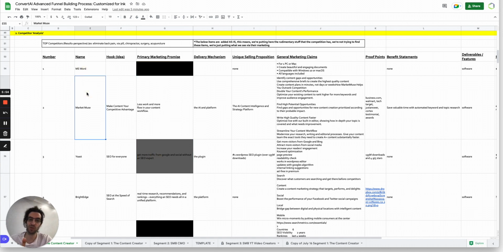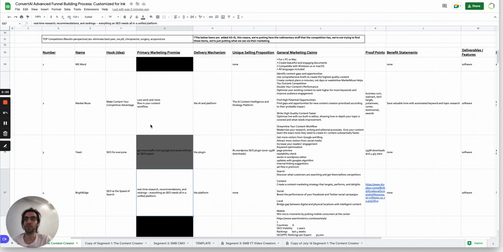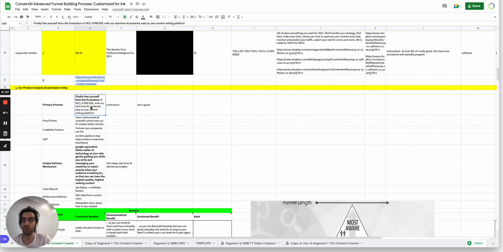So I'm not going to go into super long detail. This could be a 30-minute video. I'm not going to do that. But basically, we see what their promises are: less work and more flow, get more traffic, real-time research. So we looked at what these promises were, and then we developed what our promise was.